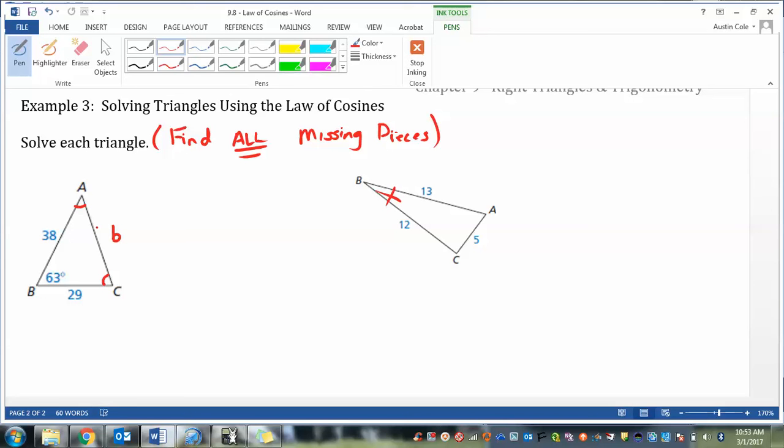Now, if I look at this first one, which one should I find first? And the answer is B. Because I can't solve for angle A unless I know the sides on each side of the angle. I need to know both of those. So I can find B because I know both sides on either side of angle 63. So we're going to start with B.